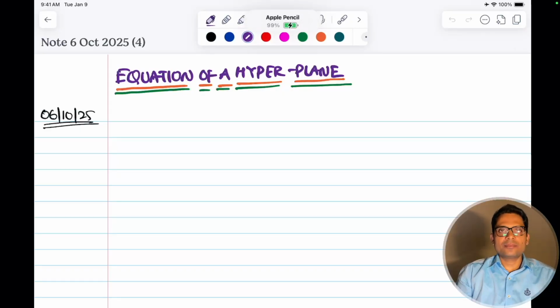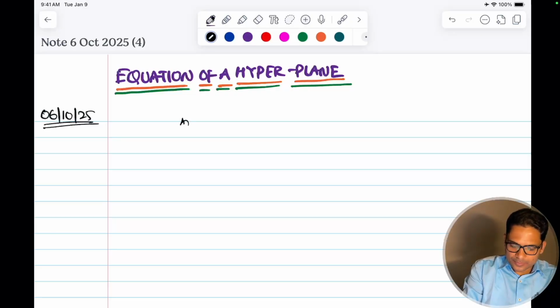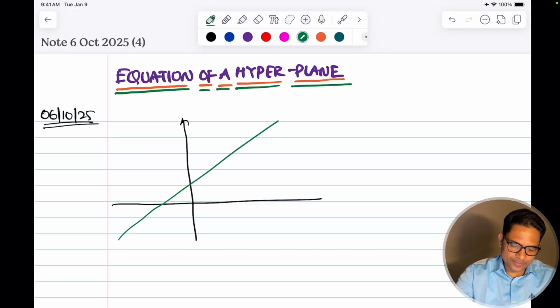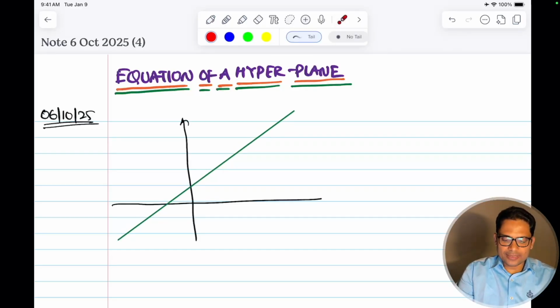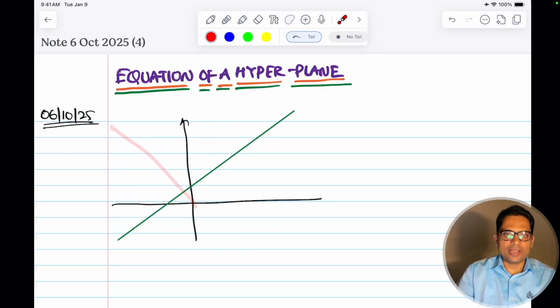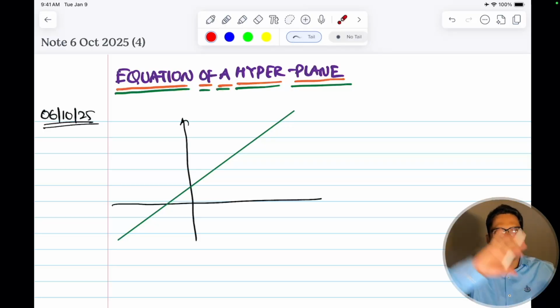A hyperplane is nothing but, for example, if you have a two-dimensional space and any line, it divides this 2D plane into two parts. There's one part here, and one part here. Similarly, if we have three dimensions and a plane, like a paper or a cardboard that spans infinitely, it will divide the three-dimensional space into two parts.